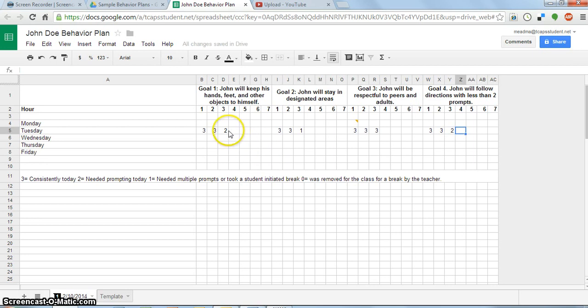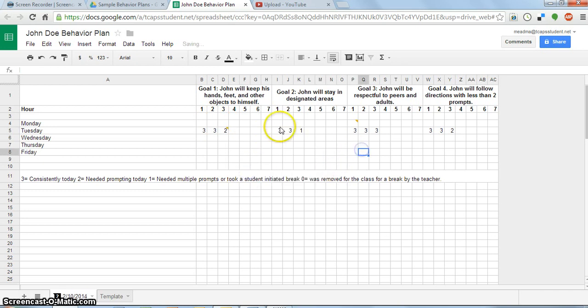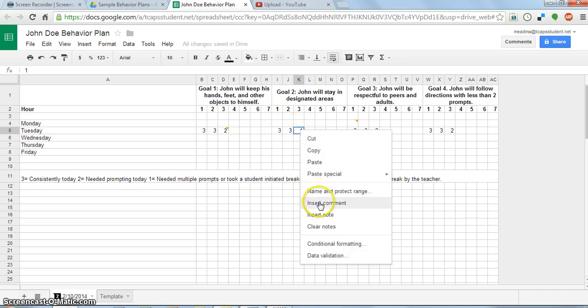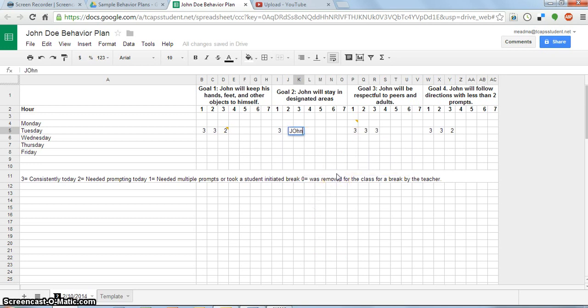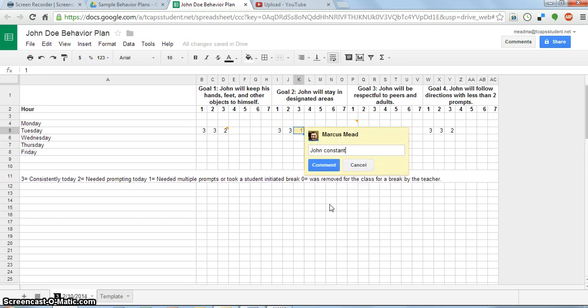Here, he was respectful, but he really wasn't following directions too well, so I'll give him 2 points for that. Once again, you can right-click on this. Say, John was hitting his friends. And over here, I can leave another comment. And you may not want to leave a comment every time on a behavior plan this big. But I could say, John, whoops, lost my box. So comment, John constantly moved out of his seat throughout the hour, and so on and so forth.